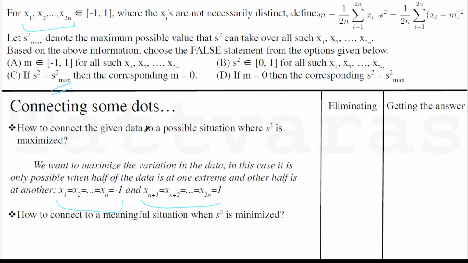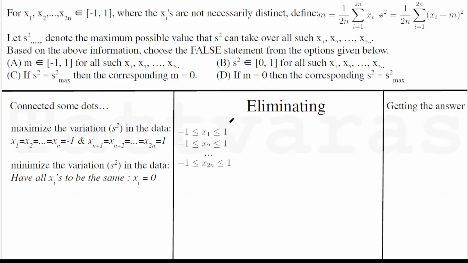Now, the second thing to connect is what would be a meaningful situation when S square is minimized? Because there is an option which talks about the range of values that S square takes. So in order to have an idea about that, we would also need to know the least value that S square can take. Variance is minimized, basically, when everything is the same. If all of these elements are the same, then the variance would become 0. And we could have a situation like xi being 0 for all i, all the elements being 0. Then in that case, the variance would become 0.